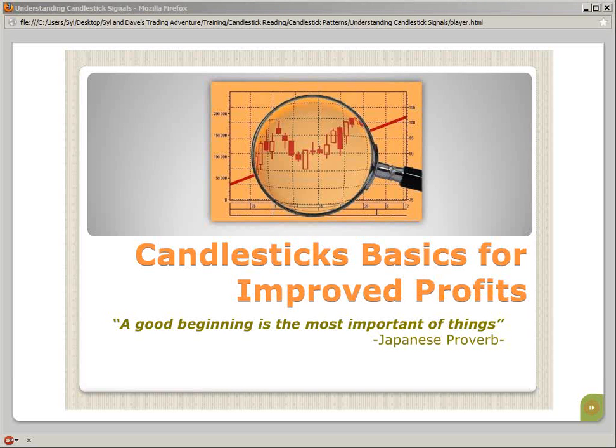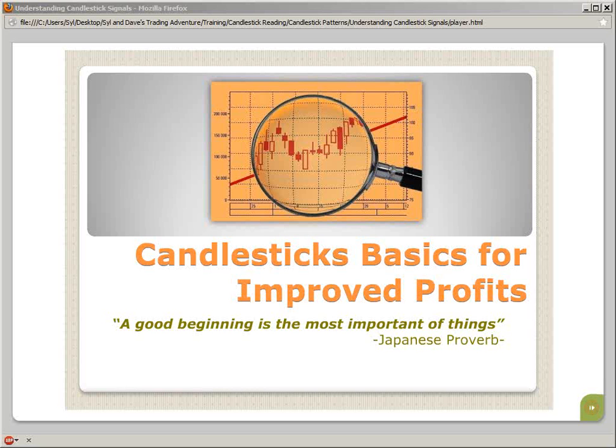So I had a lot of requests with respect to understanding candlesticks a little more, and we've been delving into it a lot more than ever before. So it's good to go more formally at this point, get a better foundation of what candlesticks really can present for your everyday trading. Even if you're not an everyday trader, it can be used on any particular time frame, as we're going to find out momentarily. But nonetheless, as the Japanese proverb says here, a good beginning is the most important of things, and I think we've got to start somewhere.